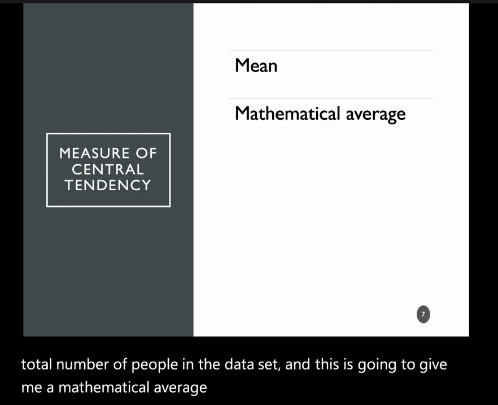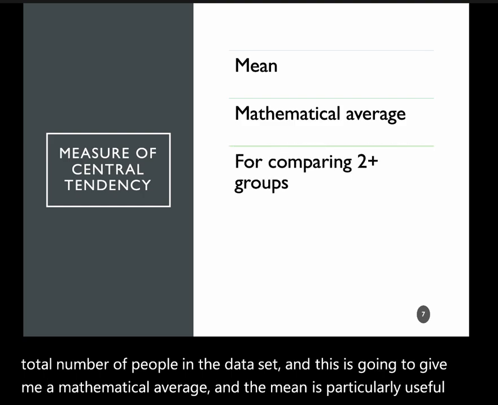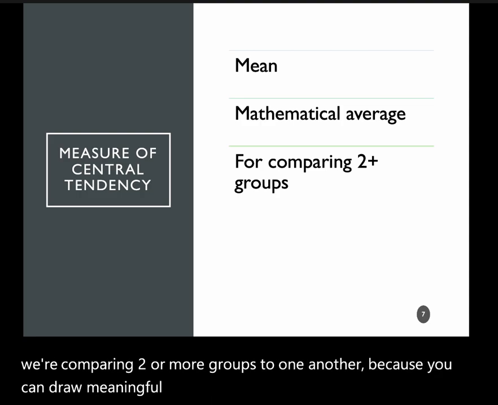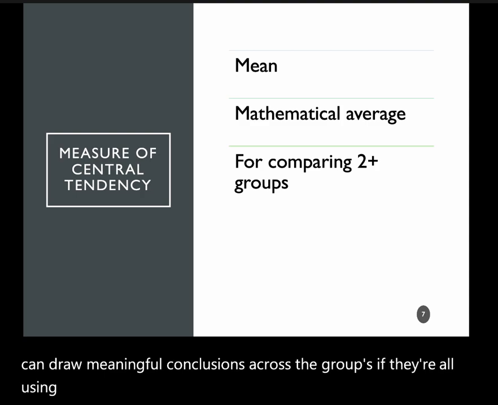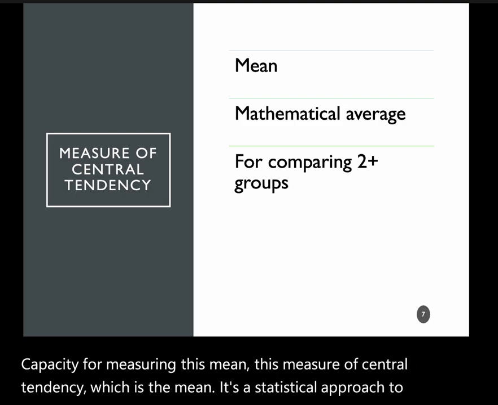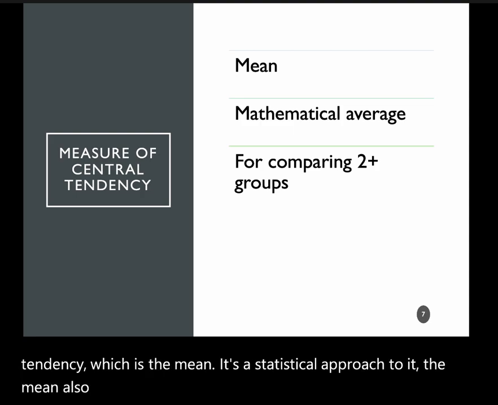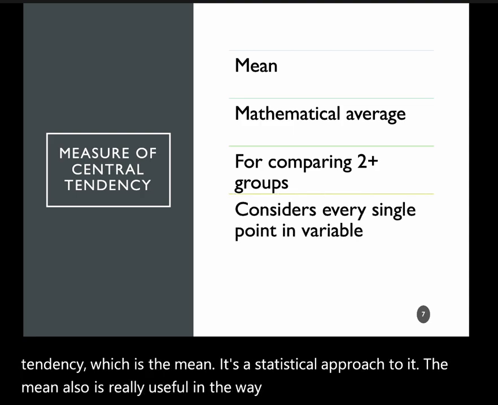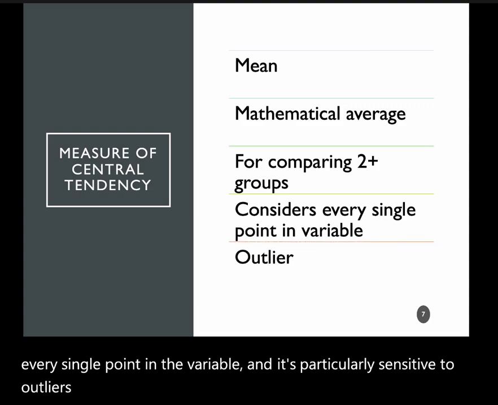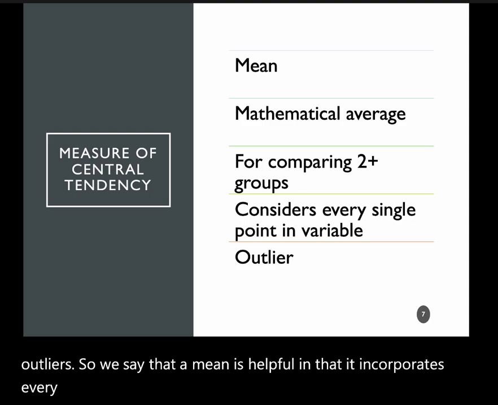And the mean is particularly useful if we're comparing 2 or more groups to one another, because you can draw meaningful conclusions across the groups if they're all using the same capacity for measuring this measure of central tendency, which is the mean. It's a statistical approach to it. The mean also is really useful in the way that it takes into account every single point in the variable, and it's particularly sensitive to outliers. So we say that a mean is helpful in that it incorporates every single variable in a data set.